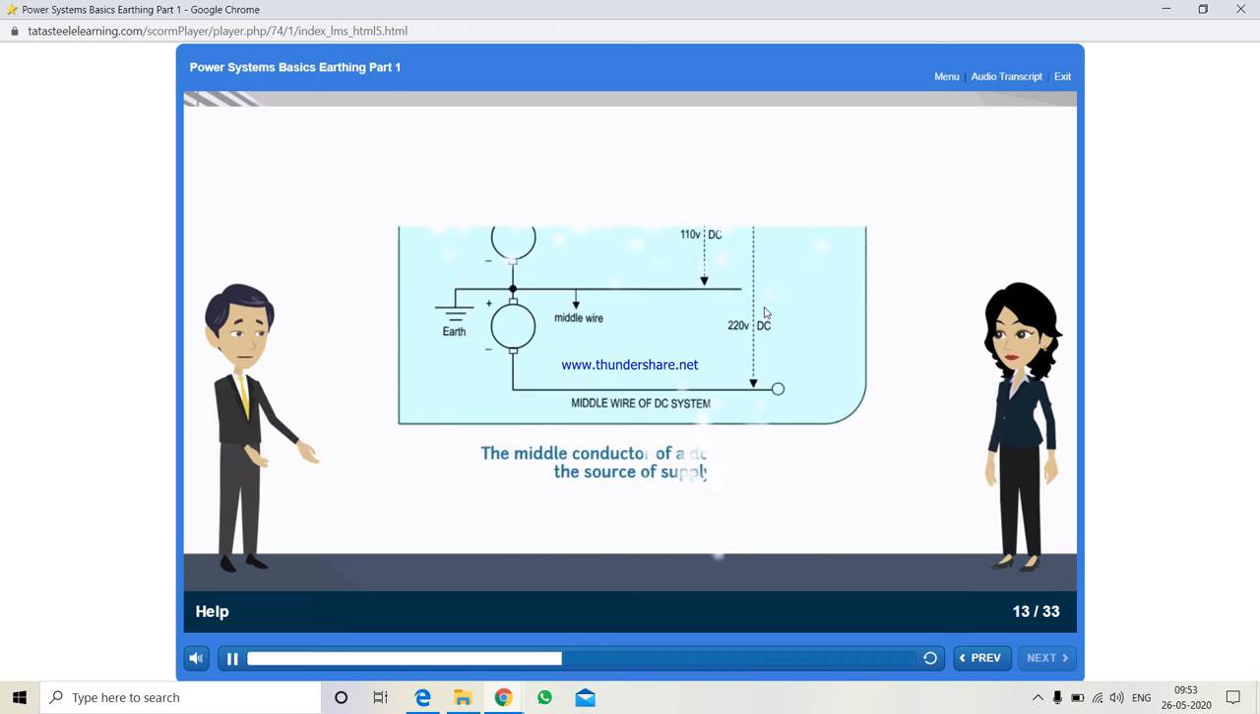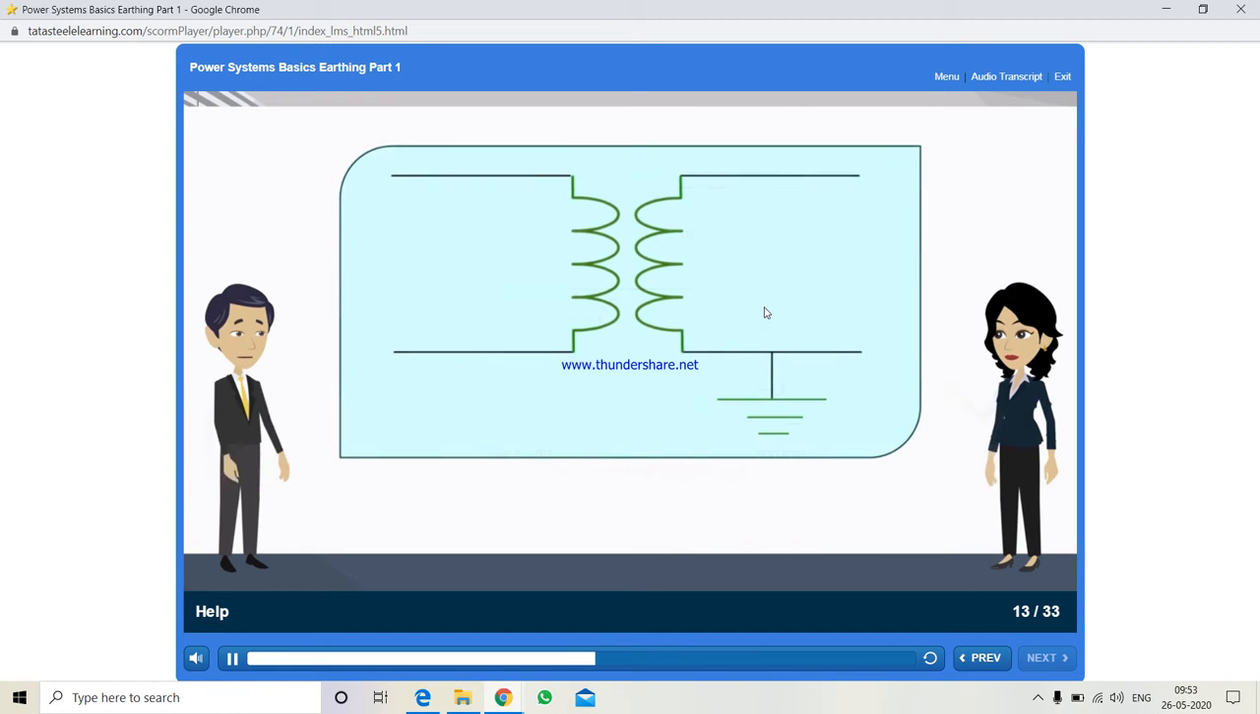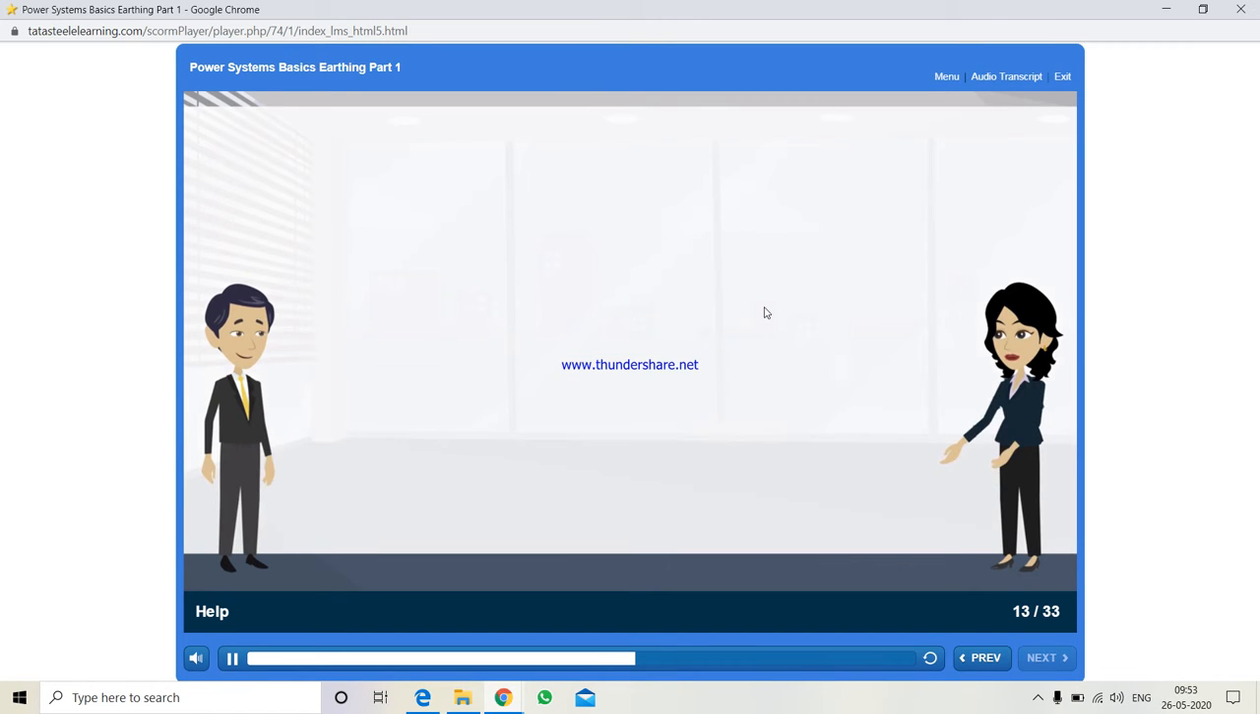Okay, next point is that the middle conductor of a DC three-wire system should be earthed at the source of supply only. As you can see here, this is the middle conductor and the neutral is connected. Yes, got it. Further, one side of each two-wire secondary winding of a transformer also needs to be earthed. Let us see how. As you can see in the diagram here, this is a single-phase supply with the neutral point grounded. Understood. But is this all?